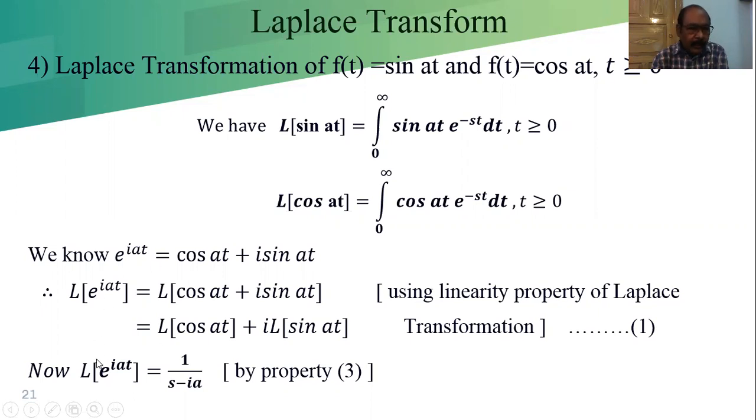So from the left hand side, we know the Laplace transformation of e to the power i at equals 1 by s minus i a. We have learned that the Laplace transformation of e to the power at is 1 by s minus a. So here, instead of a, there is i a. So a will be replaced by i a, giving 1 by s minus i a, by property 3 that we learned.